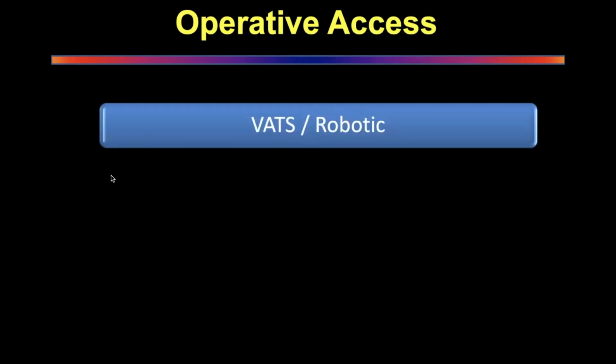Okay, so what are the operative accesses? VATS and robotic is the one access. And in fact, now with the ITMIC guidelines coming in, this is the first time where they have said that early thymomas with smaller sizes can be operated by VATS and they get additional benefit, okay?